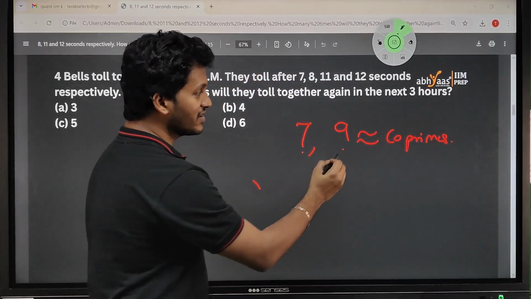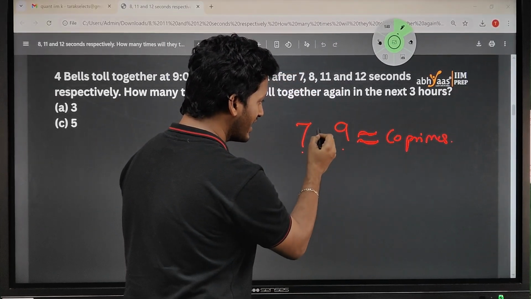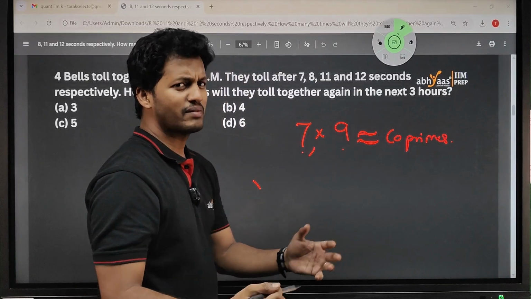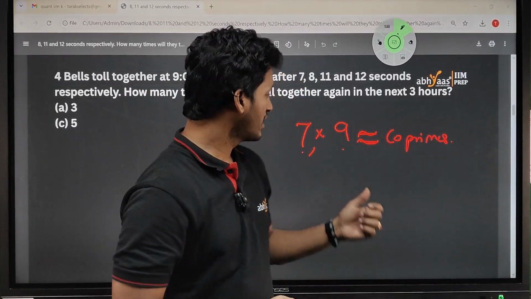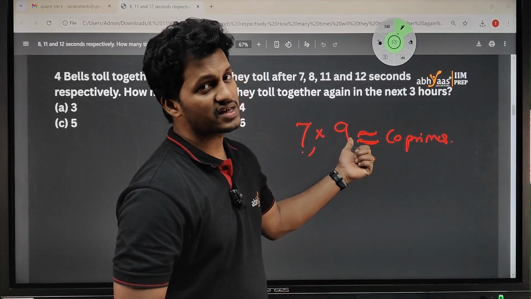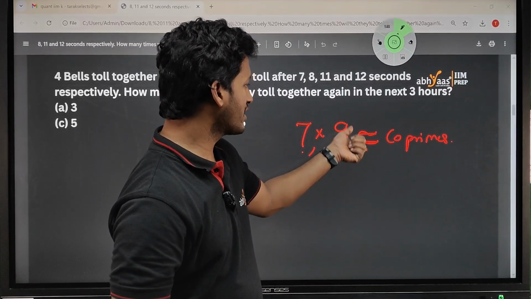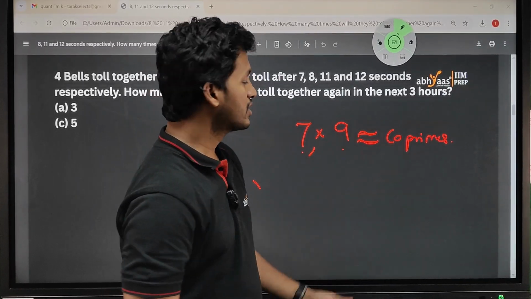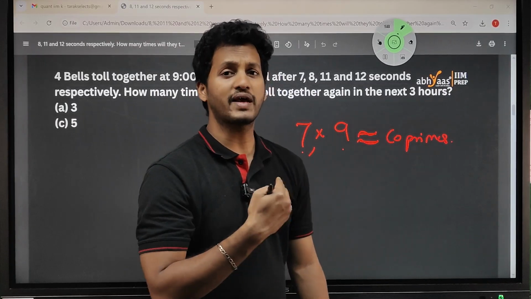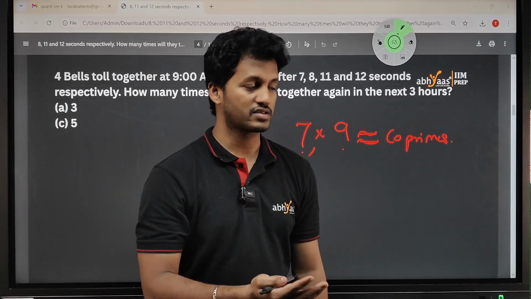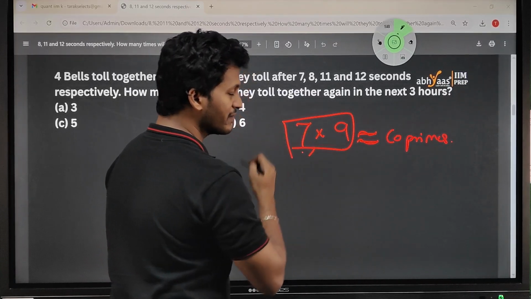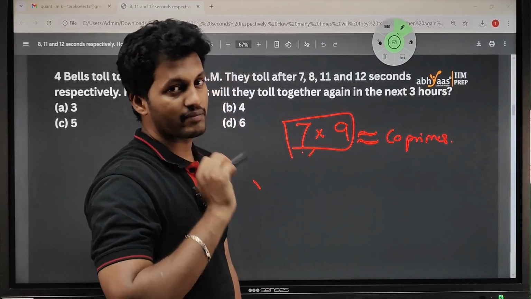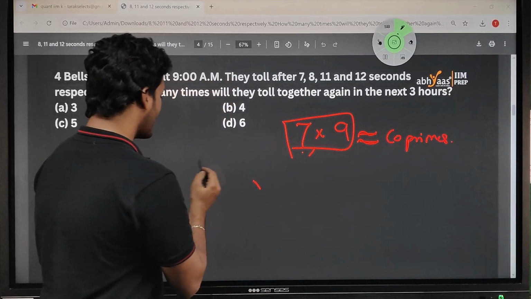Whenever they are co-primes, I can directly multiply them. Co-primes are nothing but numbers that are relatively prime. That means with respect to 7, 9 doesn't have any common factors, and with respect to 9, 7 doesn't have any common factors. So that's why they are called co-primes to each other, relatively prime. Whenever they are co-primes, you can directly multiply them even though they are not prime numbers.